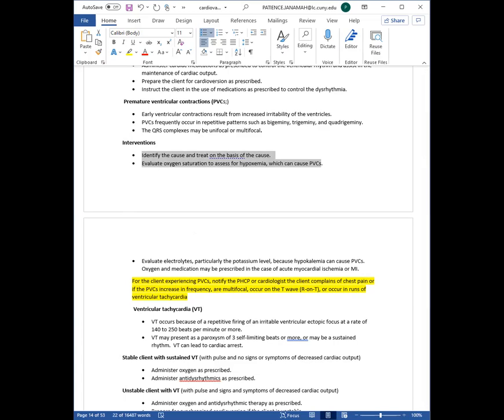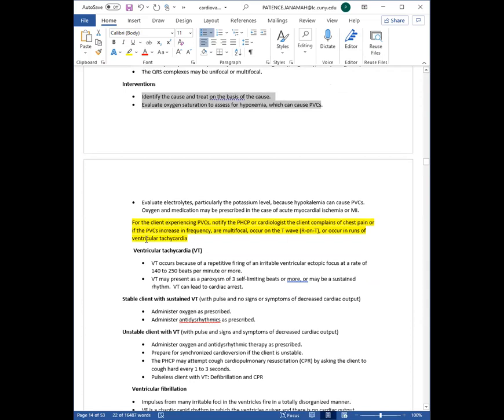So for sinus tachycardia, the best solution is to identify what is causing it, and then you take away the causes. And when you take away the cause, the patient comes back to normal.